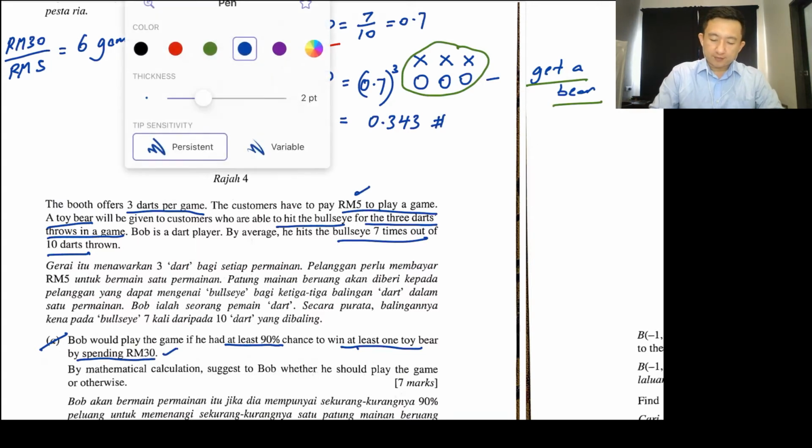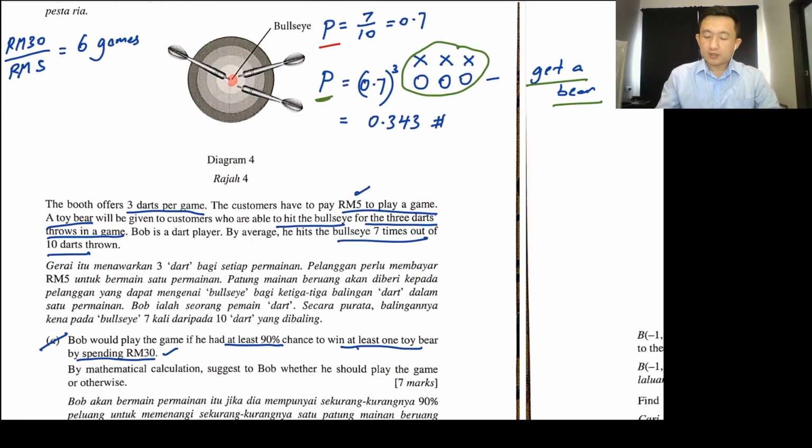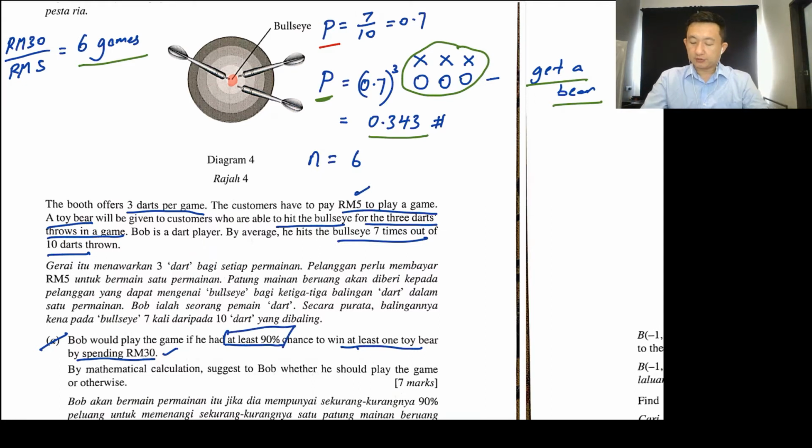You have to be able to differentiate between the red color and the green color underlying p. The success rate is different, regarding different things. So this is the success rate of getting a toy bear. He has 6 games, meaning the total trials n equals 6. We need to see whether we have 90% or not. At least 90%. If the probability is more than 90%, then Bob should try out because there's more than 90%. If the probability that we get is less than 90%, then he shouldn't try out because he has less than 90%.